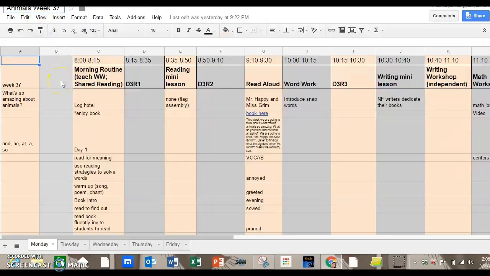And then the way I have my plans divided is up at the very top I have the different time slots that each activity occurs daily. So our morning routines, that also include shared reading. The D3R1 stands for Daily 3 Rotation 1. And you'll notice here there's nothing written in many of these slots because this is the time that I'm working with small groups.